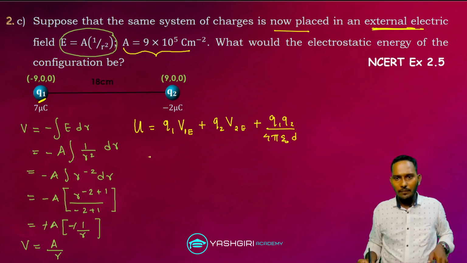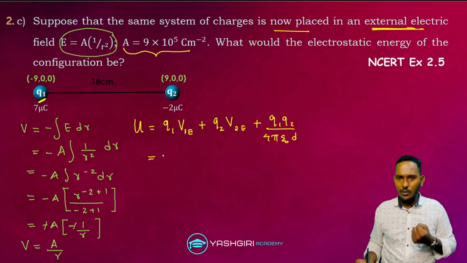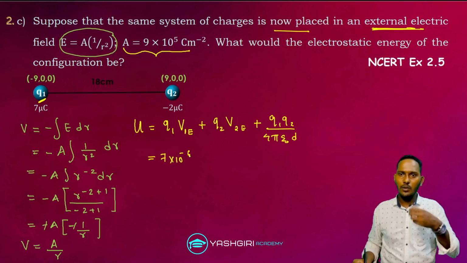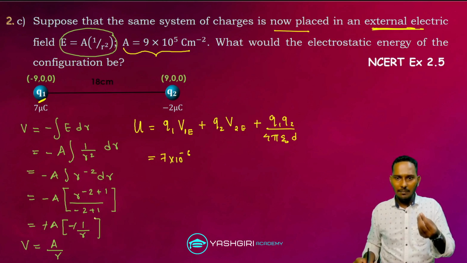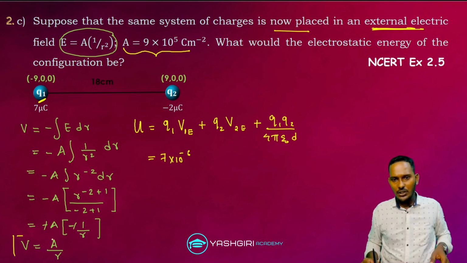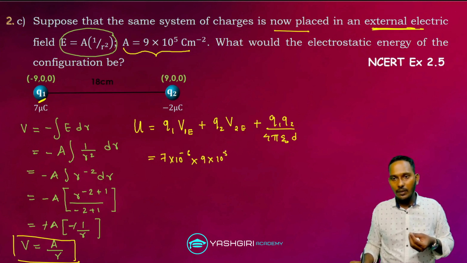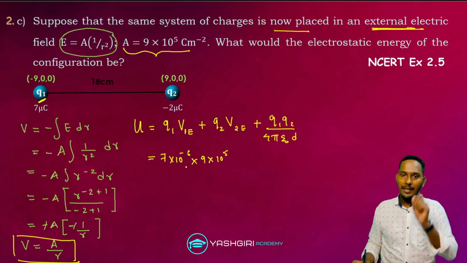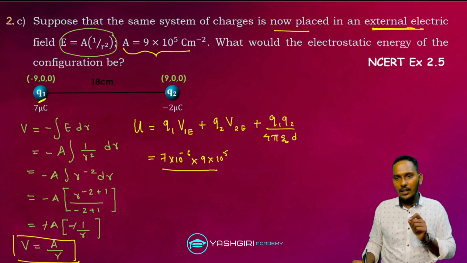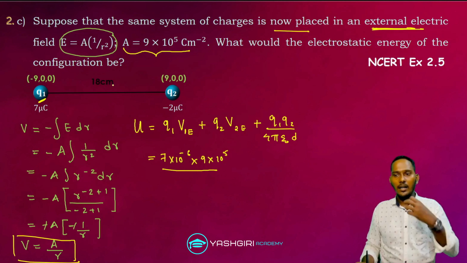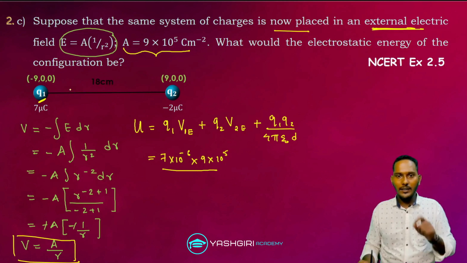Now what about q1? q1, I know it is 7 microcoulomb. Let me write it here, 7 into 10 to the power minus 6 coulomb. The potential energy at point 1, I can use this relation now, that is A by R, right? So what is the A? The A value we already know, that is 9 into 10 to the power 9, divided by R, right? So what is the R? Let us say in this case, the R would be, students, 0.09.